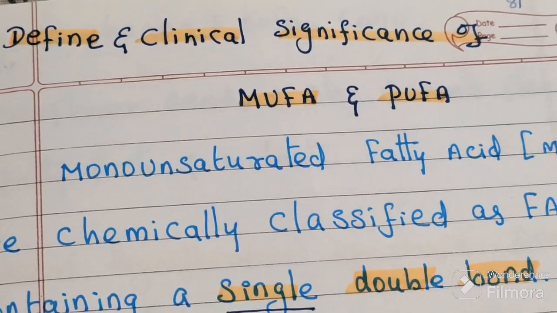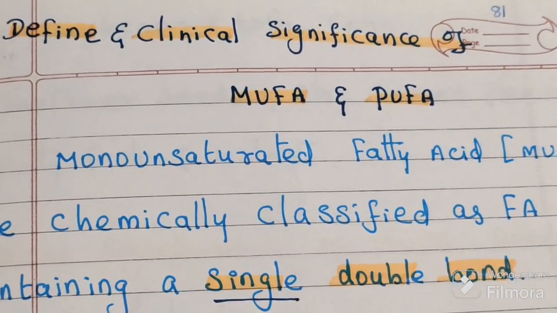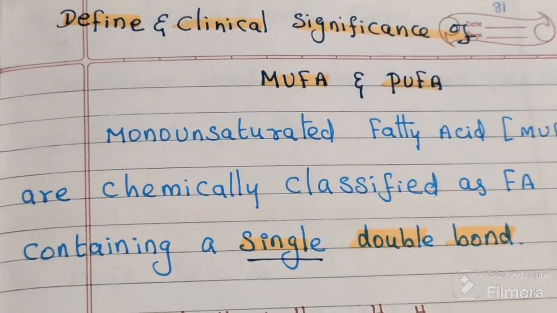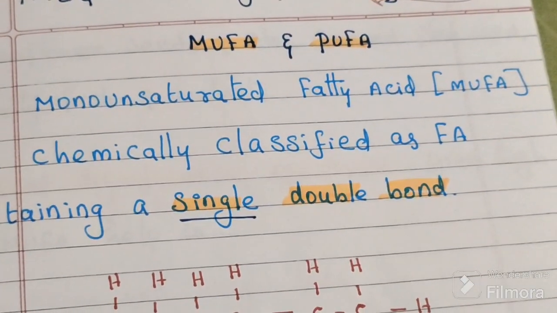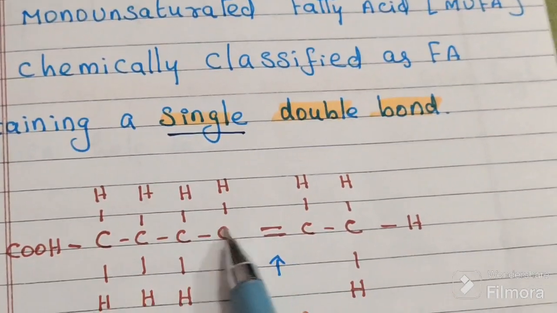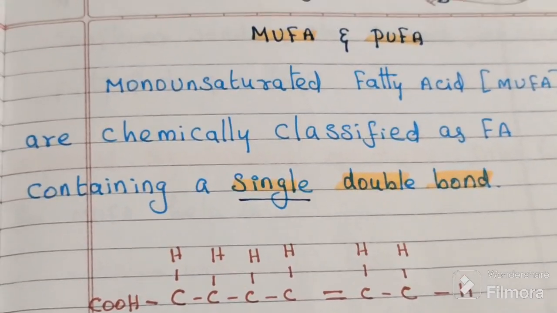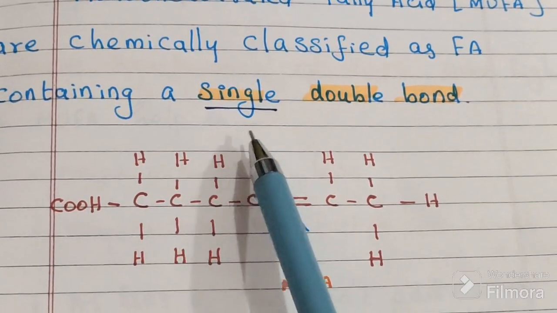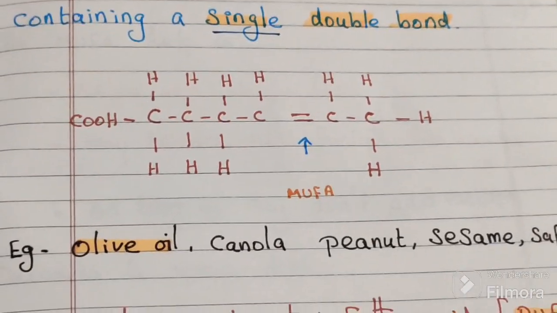Today's topic of discussion is the clinical significance of monounsaturated fatty acids and polyunsaturated fatty acids. Monounsaturated fatty acids are chemically classified as fatty acids containing a single double bond. So that is how it got the name monounsaturated fatty acid.